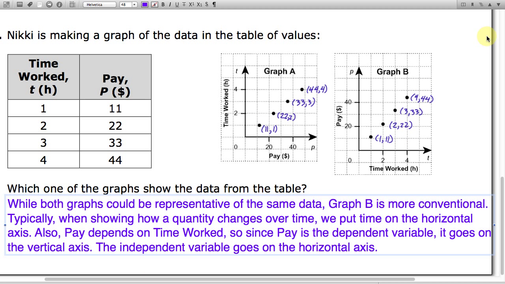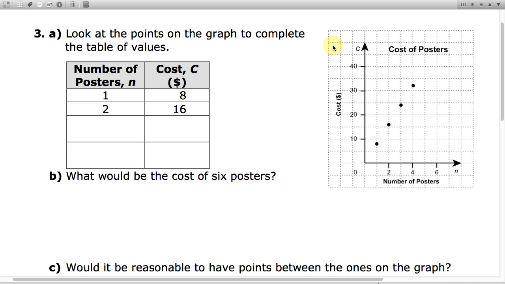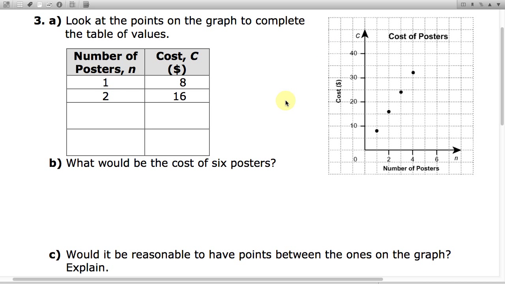So now let's take a look at the next page. We've got a few more things to look at here. Number 3 says look at the points on the graph to complete the table of values. So we've got 1, 8, and 1, 8 you can see is this point right here. The next point is 2, 16. So what's the next point? 3. And if we continue the same pattern, 8, 16, adding 8 to that, 24.